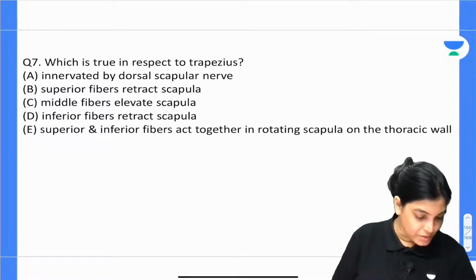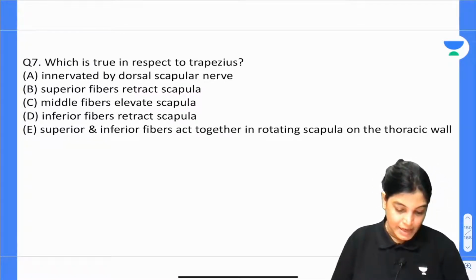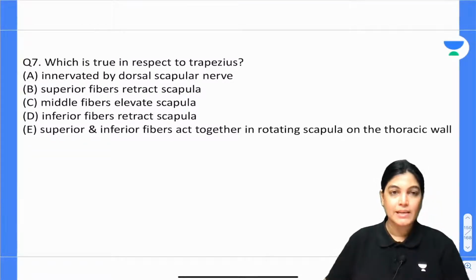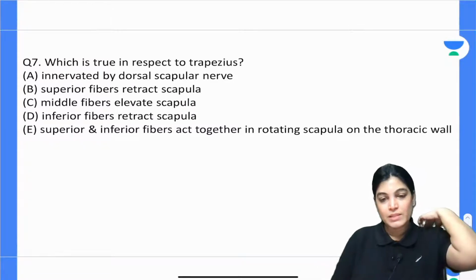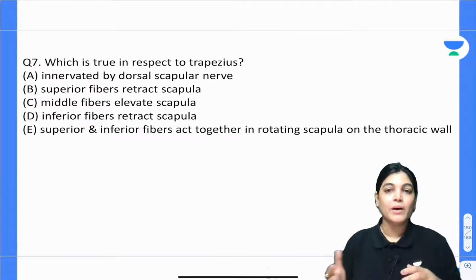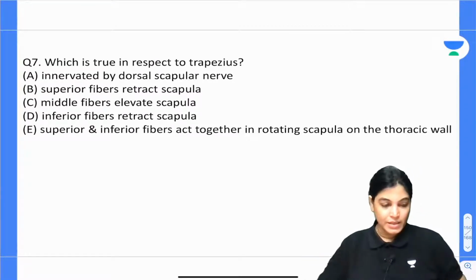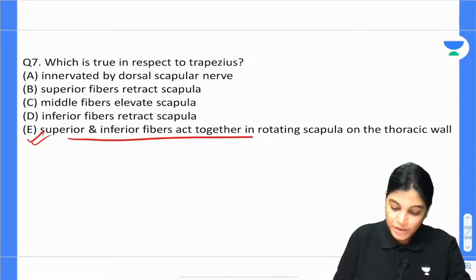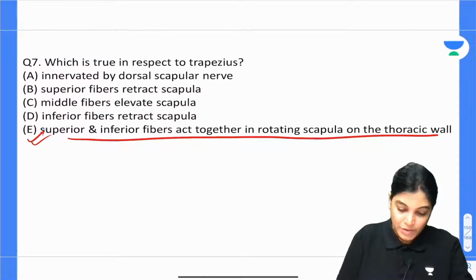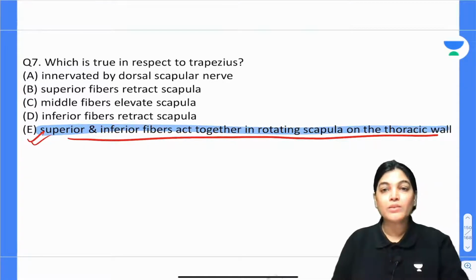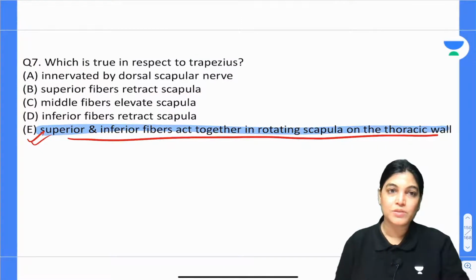Yes, I got an answer from Dr. Oreo, A and C. Okay. So which is true? We have to mark only one as the correct answer. Here the correct answer to question number 7 is that superior and inferior fibers act together to rotate the scapula on the thoracic wall. So E is the correct answer. That is the most correct answer.